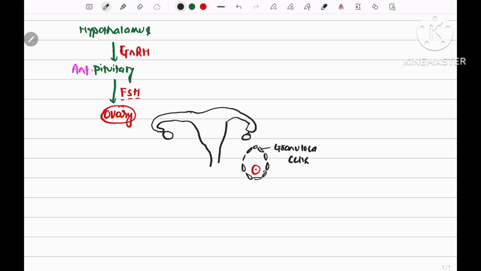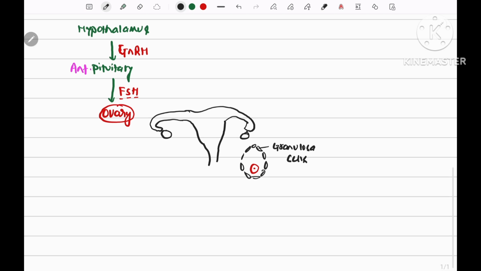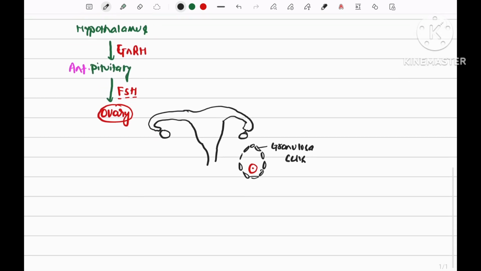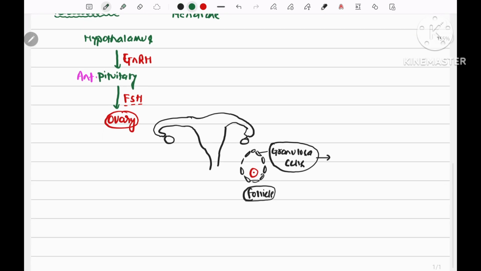So when the hypothalamus releases gonadotrophin releasing hormone, and it stimulates the anterior pituitary to release follicle stimulating hormone, where does this follicle stimulating hormone act? It acts on these follicles, on the granulosa cells of the follicles. Then it releases estrogens.